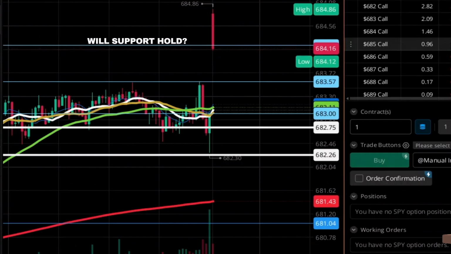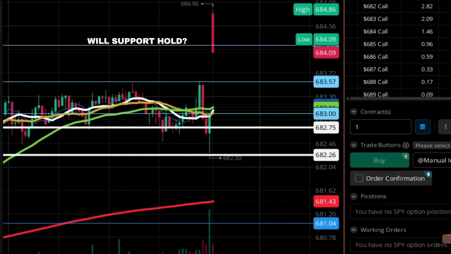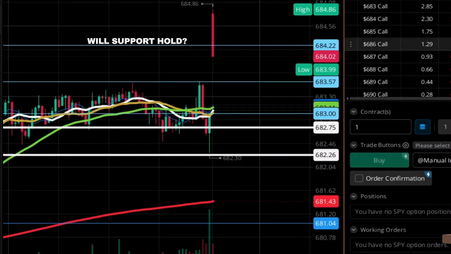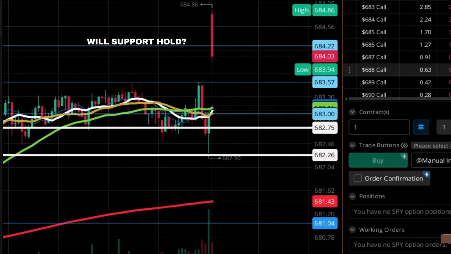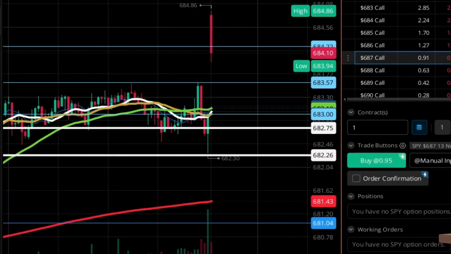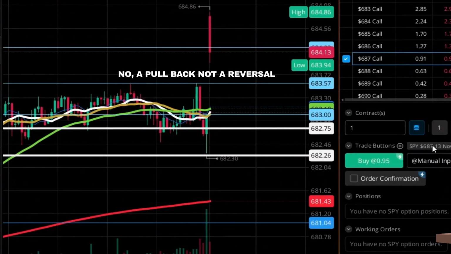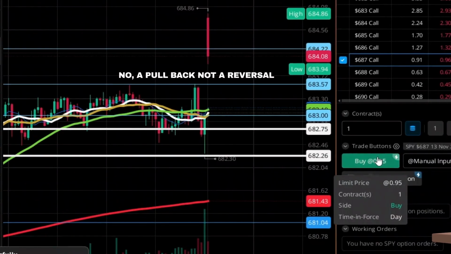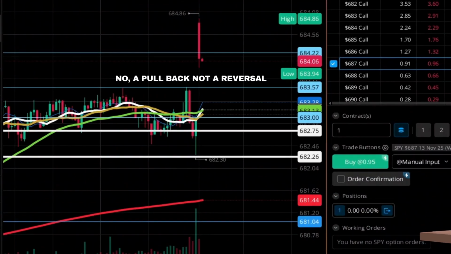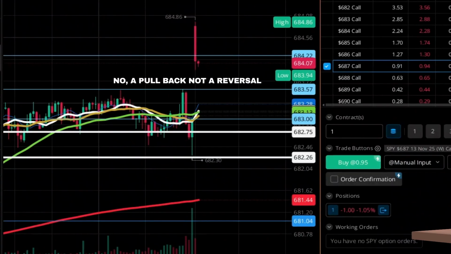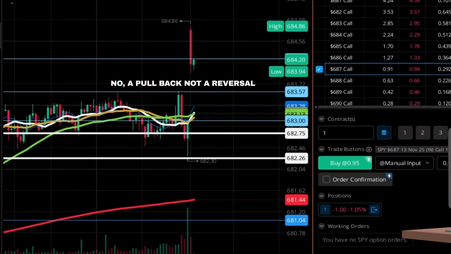I'm watching to see whether or not this support will hold, and if it doesn't hold, we're going down to the 21 period moving average. All right, so this is what we call a 3-finger spread. Shout out to OV. All right, so it's very important to understand the difference between a reversal and a pullback.